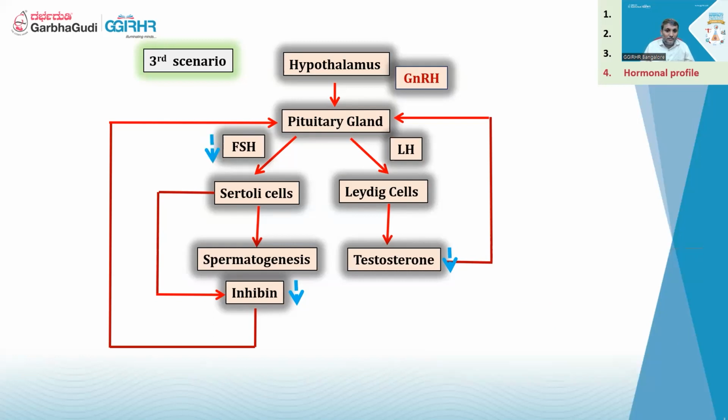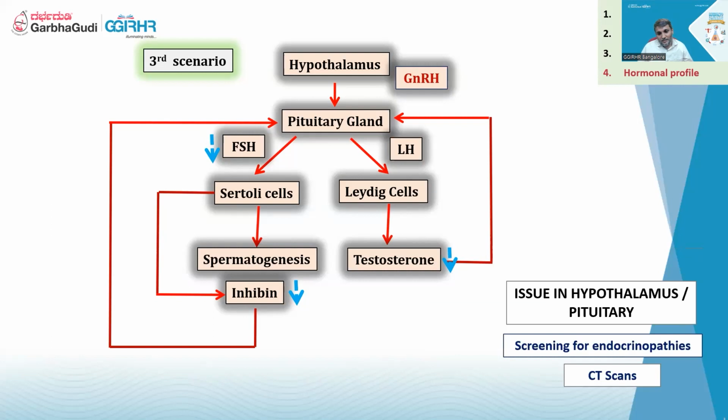Now, in the third scenario, everything is decreased. FSH decreased, inhibin decreased, testosterone decreased. What will be the condition here? Pituitary failure. Very good. It is hardly 1 or 2% of the patients we see. So there is an issue in the hypothalamus or pituitary gland. Screening for endocrinopathies and a CT scan is very, very important here, and it can be treated to some extent.